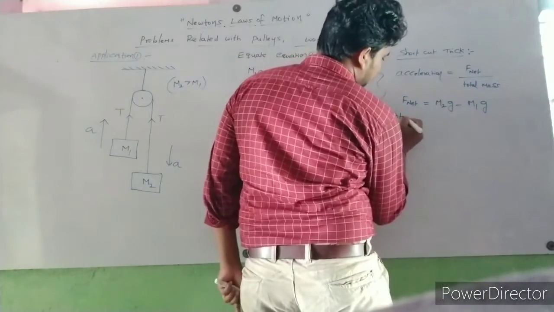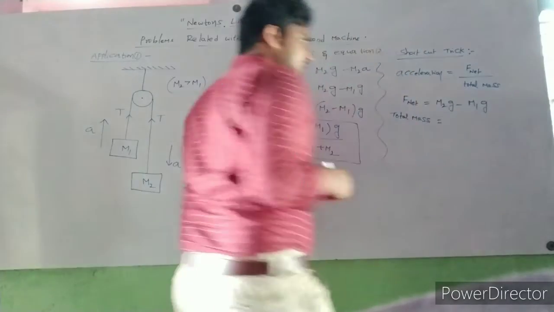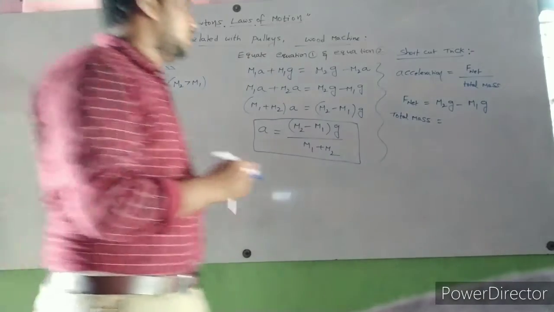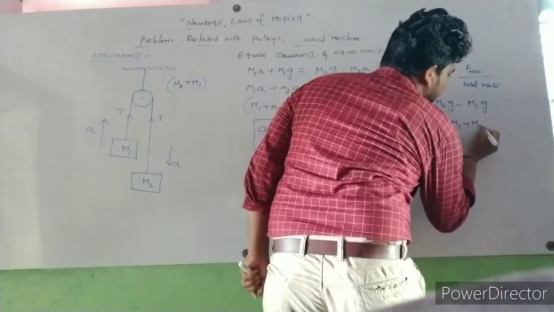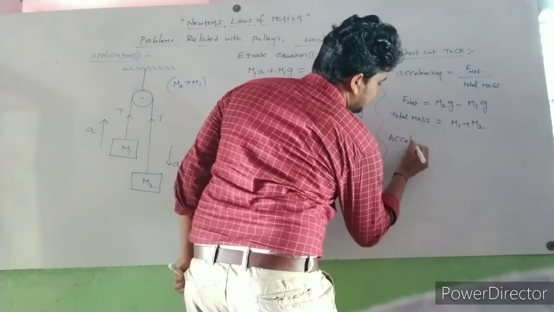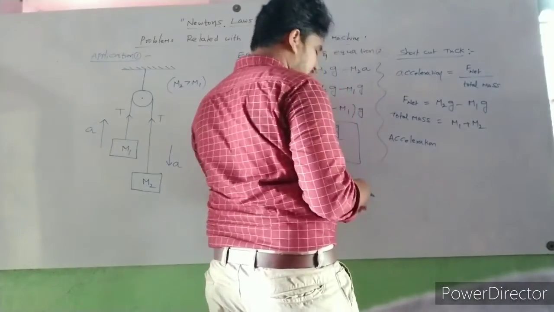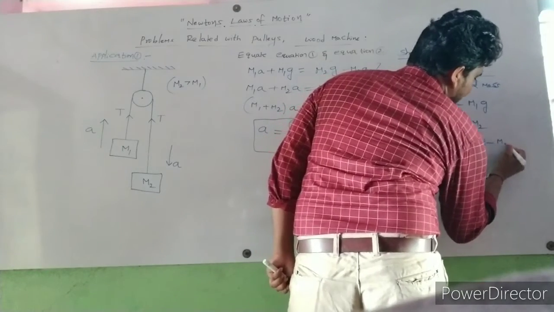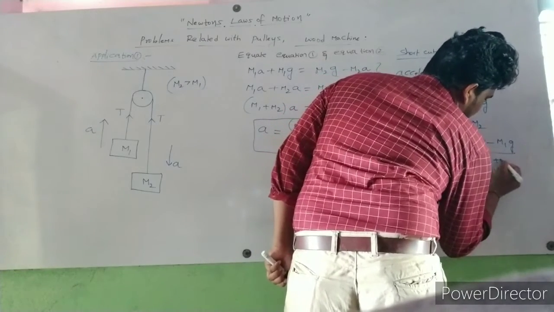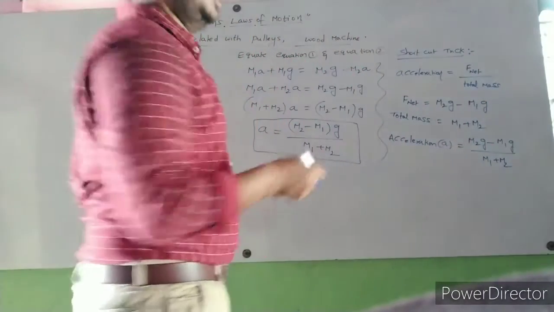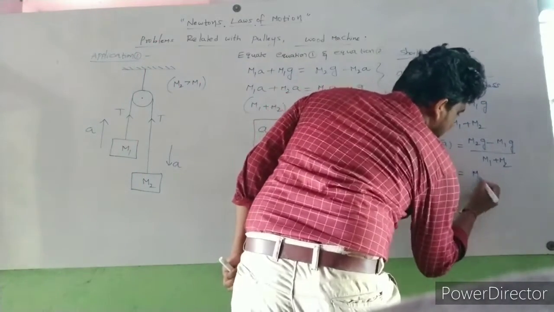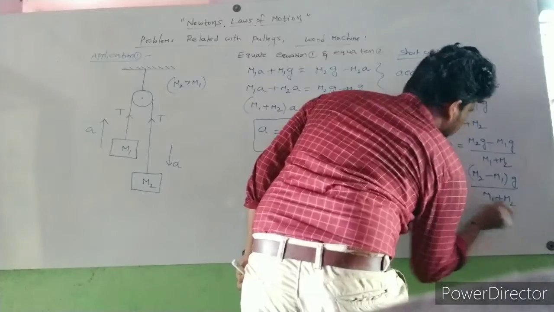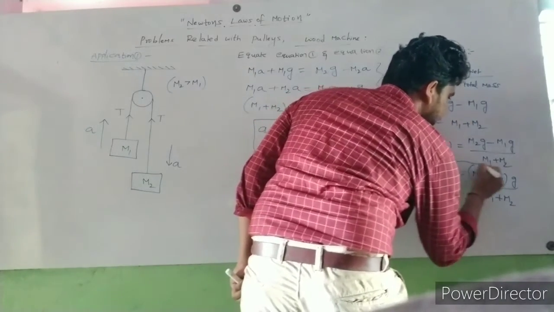Total mass means, how many masses are there here? M1 and M2. Total mass means M1 plus M2. From this, acceleration A is equal to M2g minus M1g by M1 plus M2. If you take g as common, M2 minus M1 into g by M1 plus M2. So that is acceleration A.